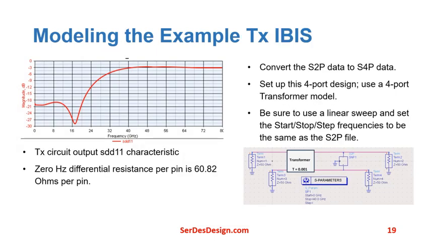Modeling the example Tx IBIS. In this example, the Tx output circuit impedance was measured as S2P data. That data shows that the transmit circuit output resistance at 0 Hz is 60.82 ohms per pin. The S2P data was converted to S4P data using the approach discussed earlier.